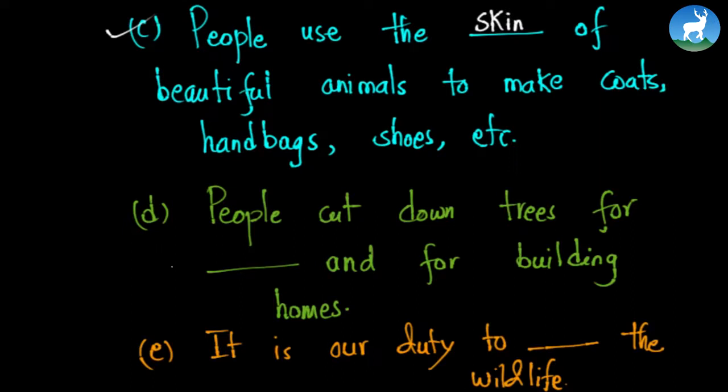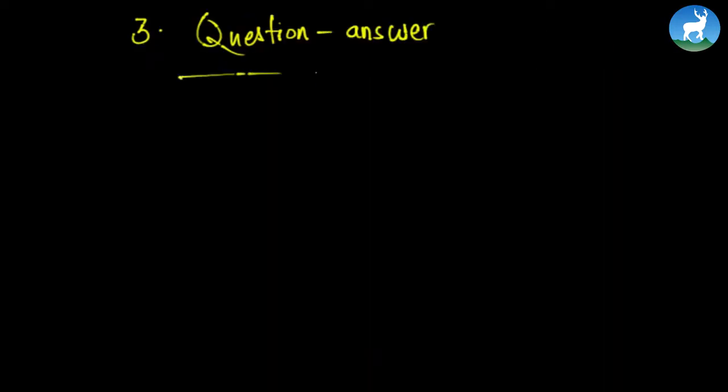Moving on, question number D. People cut down trees for firewood and for building homes. The last question, it is our duty to blank the wildlife, to protect the wildlife. Alright, that is the end of the fill in the blank portion. That exercise, I mean. Now we come to the question answer portion, right?